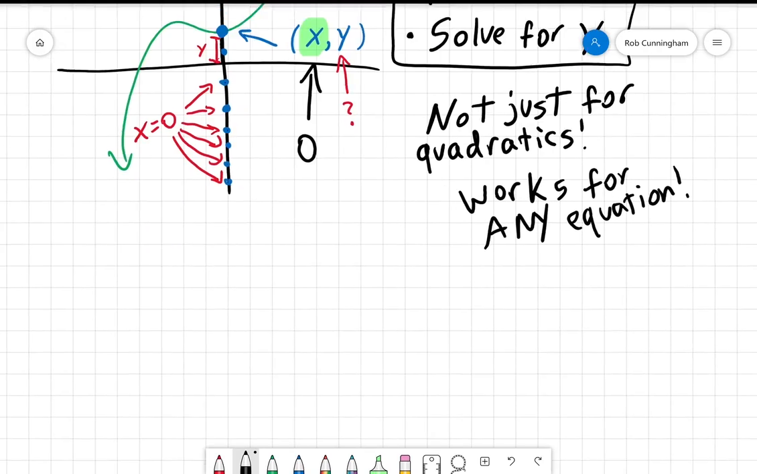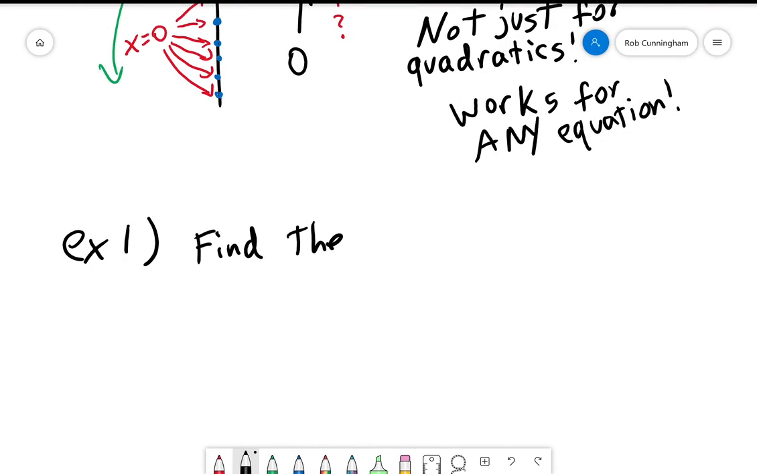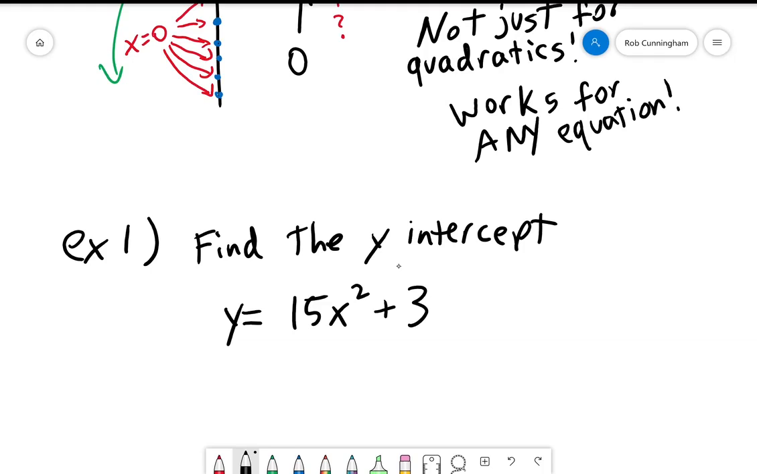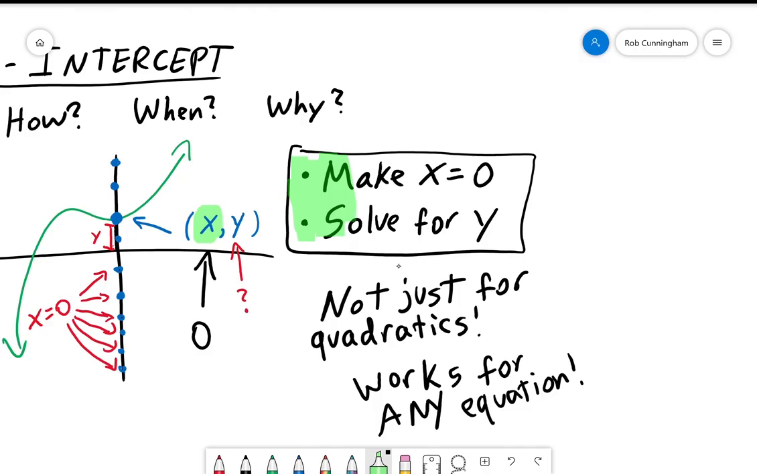Okay, let's do a really quick example, okay? Example 1. Find the y-intercept. And we'll say our equation is y equals 15x squared plus 35x minus 12. And we want to find the y-intercept. Well, some of you may have already noticed that the y-intercept is going to be negative 12, right? But that's not some magical number. Let's use our actual method and double check that.